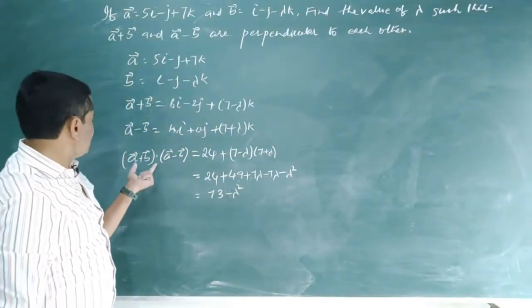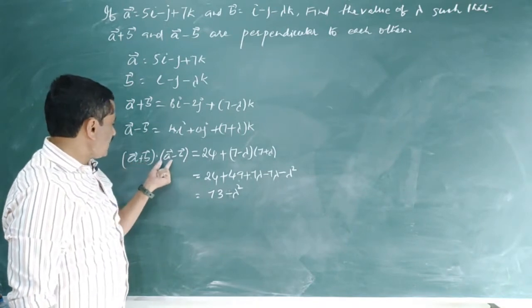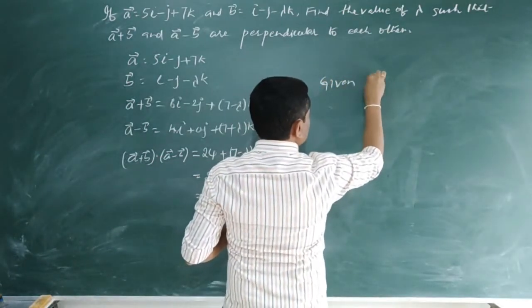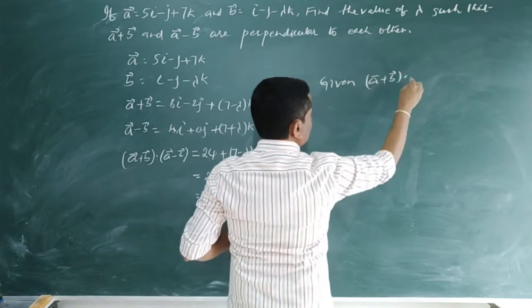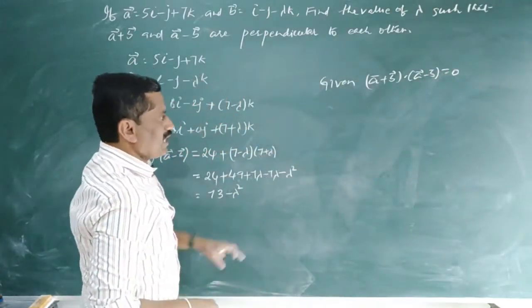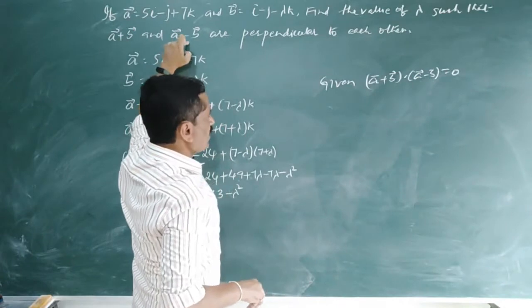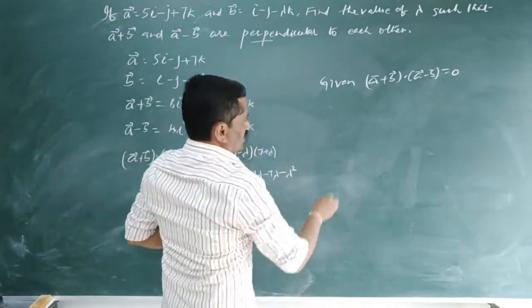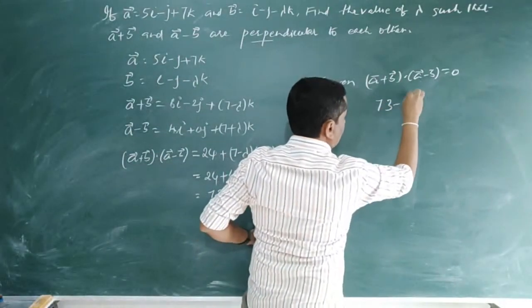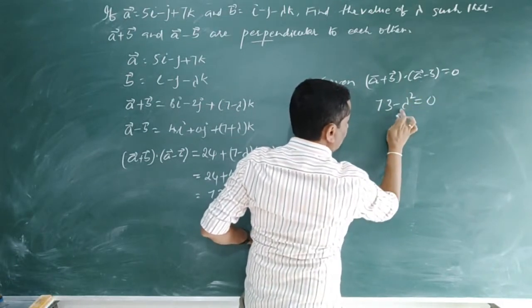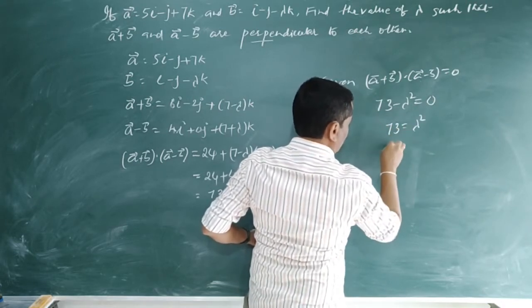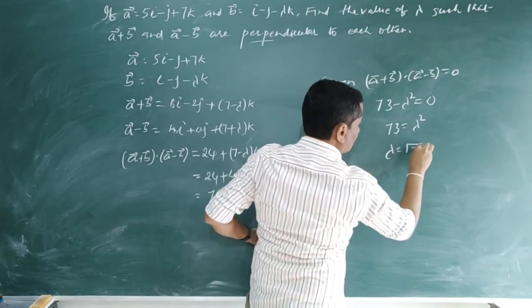But he has given that A bar plus B bar dot A bar minus B bar is equal to 0, because he has given that A bar plus B bar and A bar minus B bar are perpendicular to each other. So the value of this is 73 minus lambda square is equal to 0. Now, bring this lambda square to RHS. Therefore, 73 is equal to lambda square. Therefore, lambda is equal to root 73.